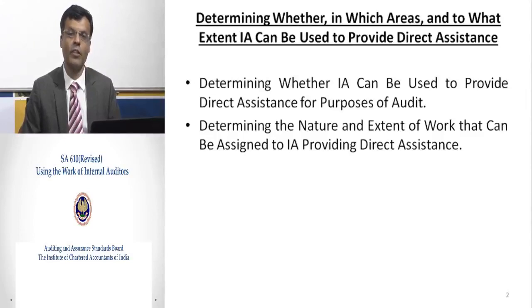This part relates to using the work of internal auditors under a direct assistance role. It is important to determine whether the internal auditor can be used to provide direct assistance for purposes of the audit, and when such an evaluation has been made, determine the nature and extent of work that can be assigned to the internal auditor in providing direct assistance.